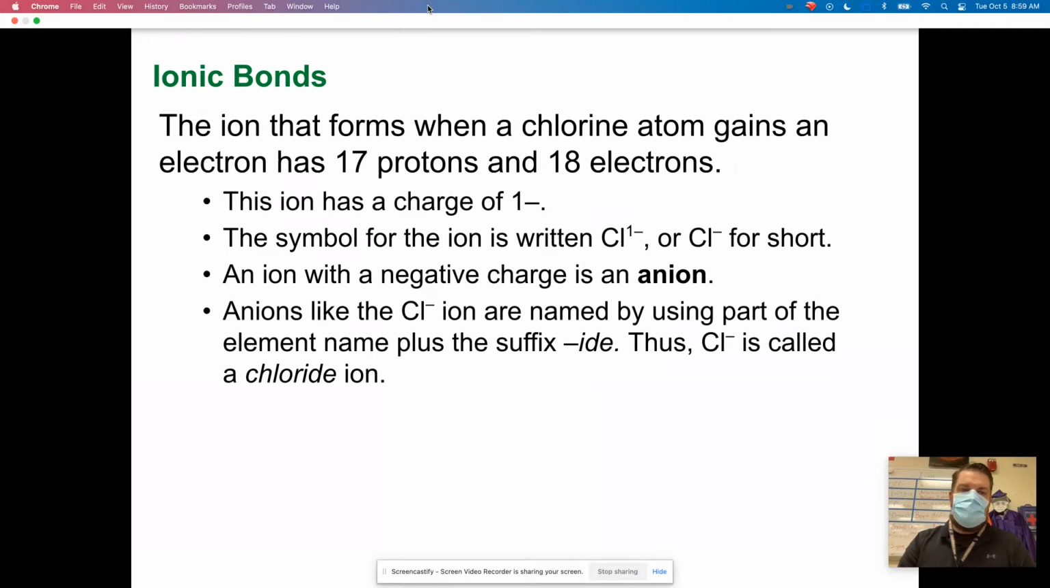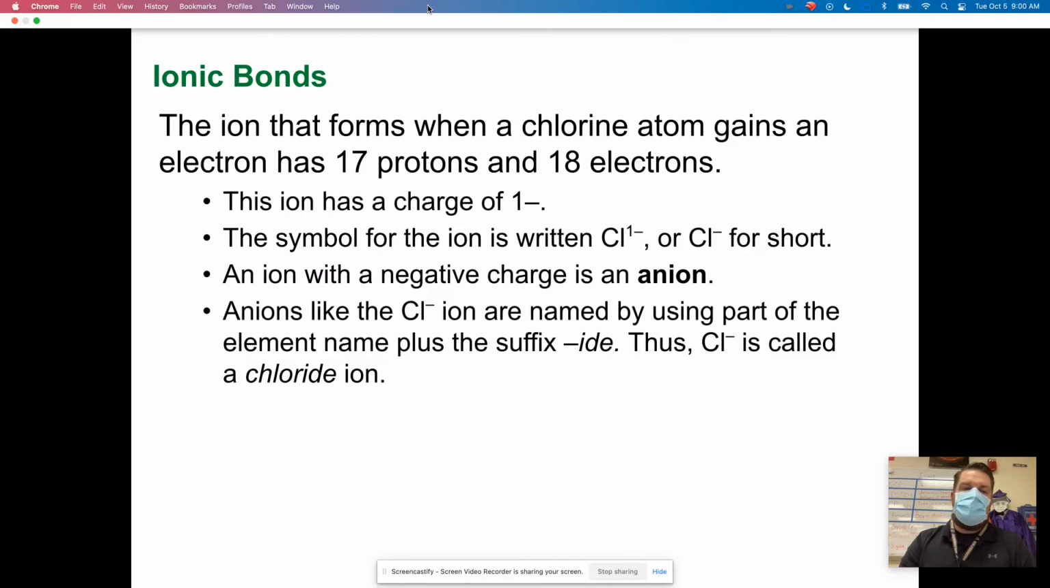When we talk about the ion that forms when a chlorine atom gains an electron, it has 17 protons and 18 electrons. So this ion has a charge of -1. Normally chlorine has 17 and 17, but when it takes on that extra electron, it has a -1 charge. You could write the number there, and usually if it's just a 1, you don't need to put the 1. But you can have a +2 or a -2, and then you have to write in the number. Anyways, an ion with a negative charge is called an anion.